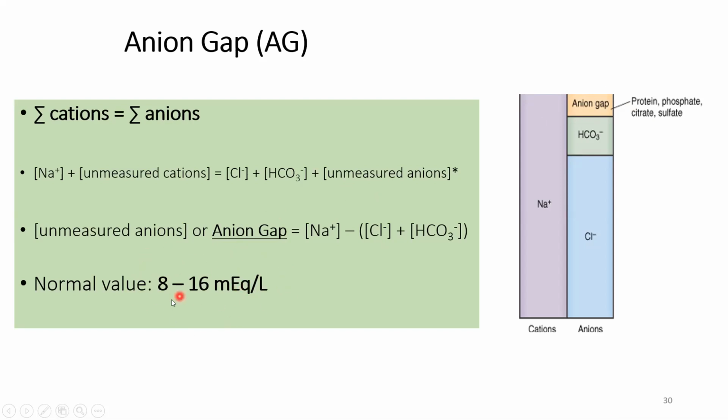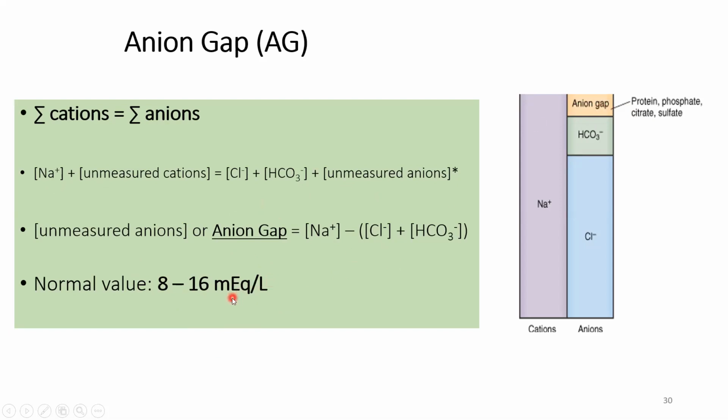So it's 8 to 16 milliequivalents per liter, with the rest of everything being known, i.e. sodium, chloride, and bicarb, all of them are known. The unknown obviously is 8 to 16 milliequivalents, and this is that anion gap. Okay, this is this portion of the whole scenario.